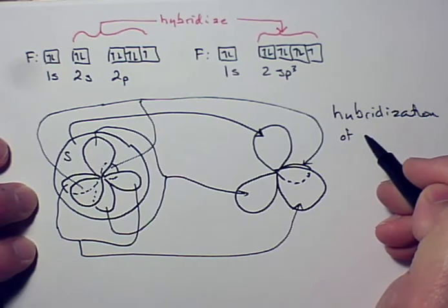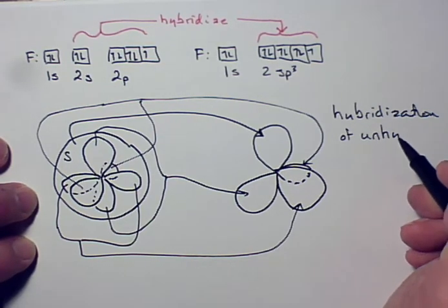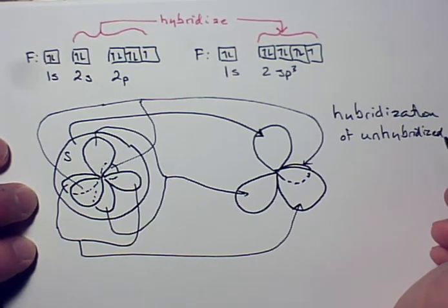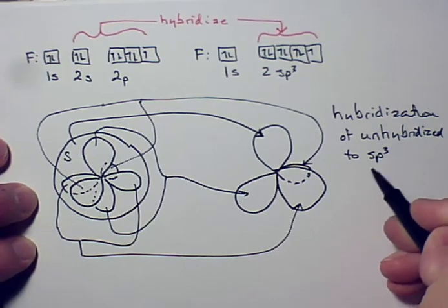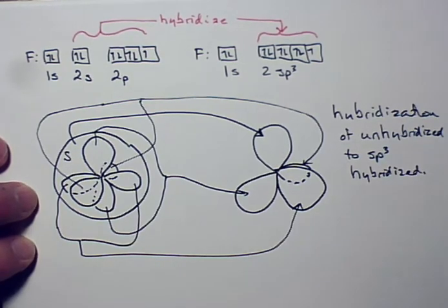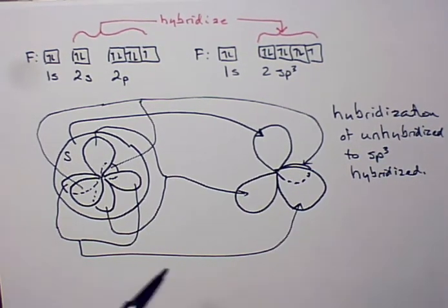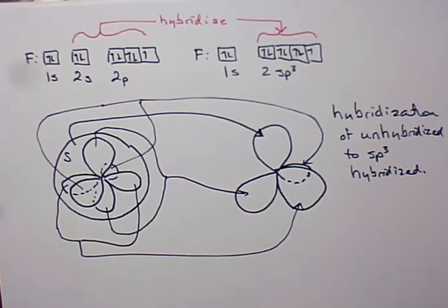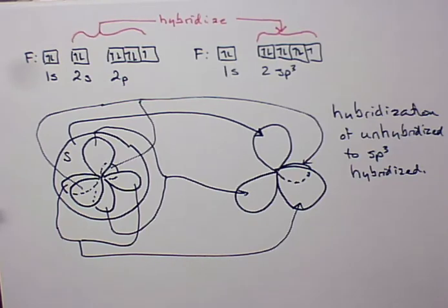of unhybridized to sp3 hybridized. Hybridization of unhybridized to sp3 hybridized. Okay? Now, if you like coloring things, you can color code it and all that sort of thing too, just like your balloons are actually color coded, if you've got colors to do it with. It's not a required set of supplies in this class, but you can do that if you wanted to.